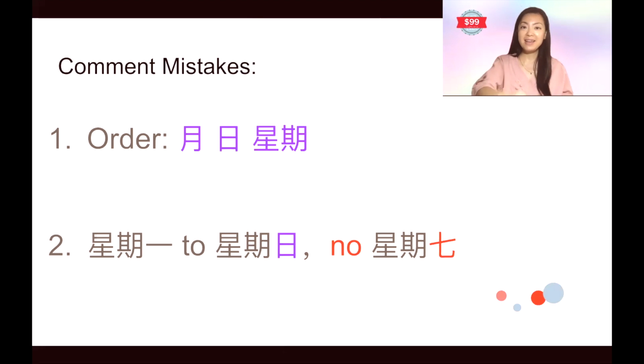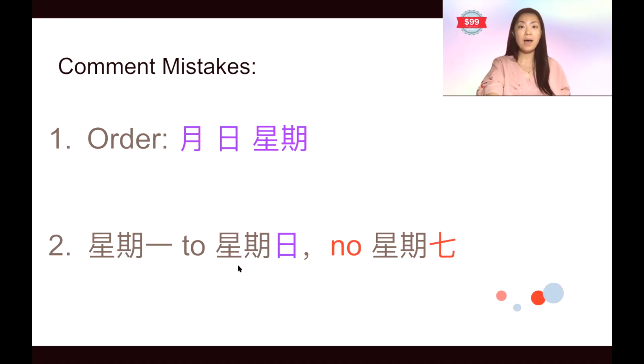The first one is the order of the sentence. In Chinese sentence, always the bigger thing in front. Like 月 is in front of 日, and then will be the 星期. If you learn the 年, which is year, you should have 年 in front of 月.